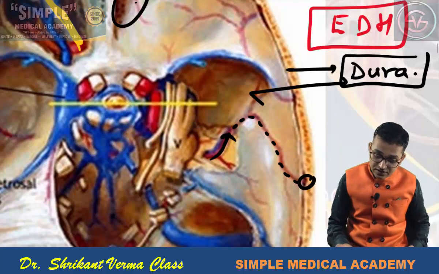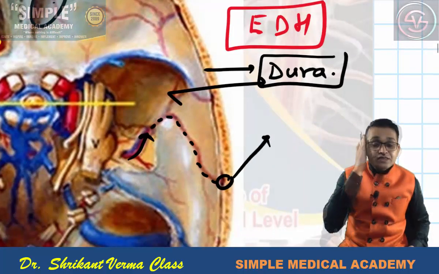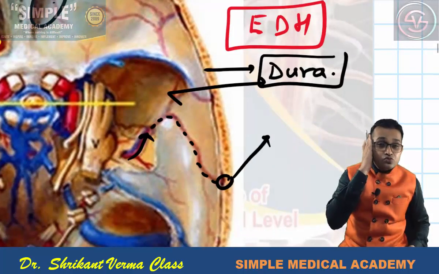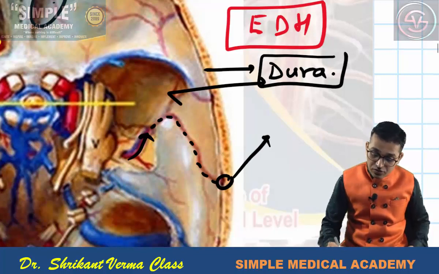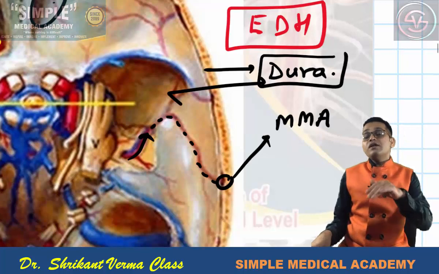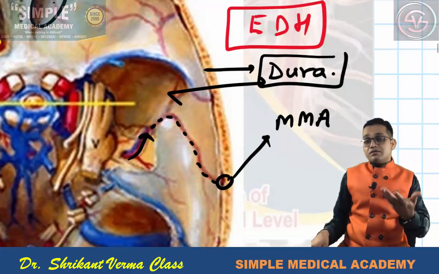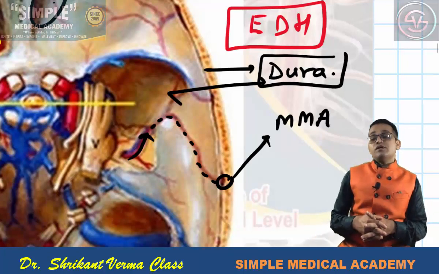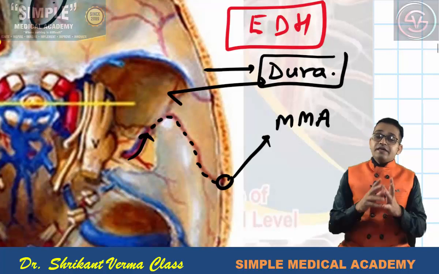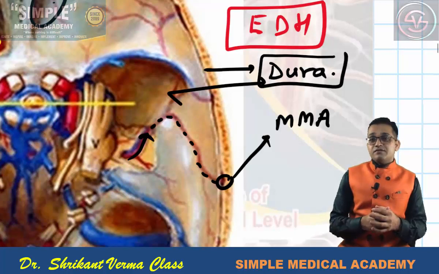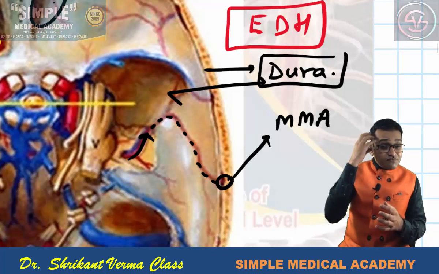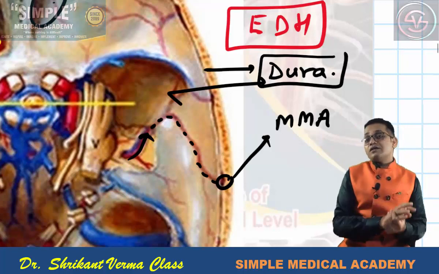Okay, so in this image, this is the site, it is running very close to the squamous part of the temporal bone. So this is the middle meningeal artery. Now see the correlation with PSM and our other trauma casualty topic: in case of a road traffic accident, if this part is fractured, then which artery is affected?